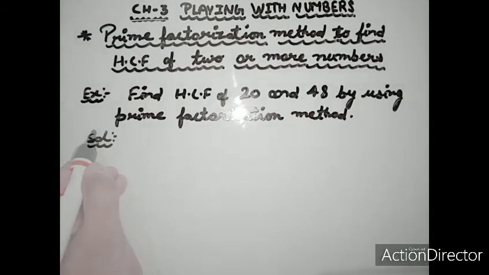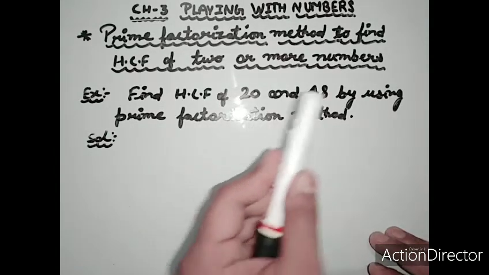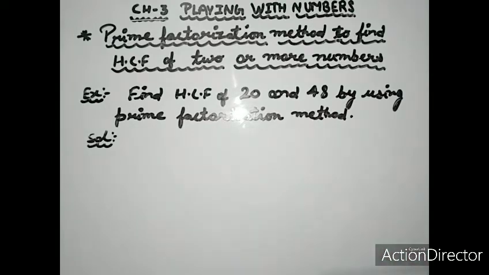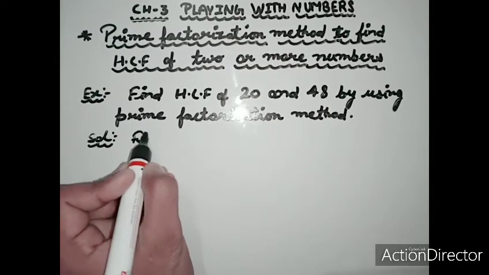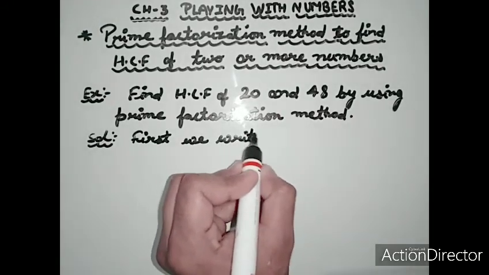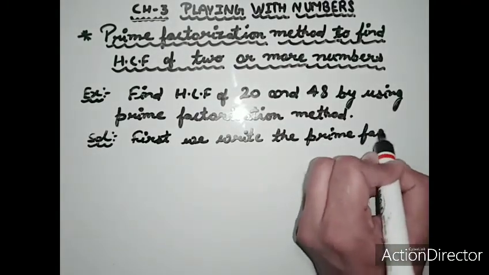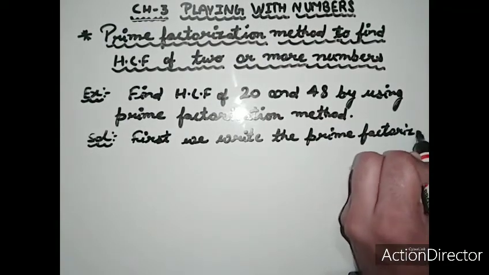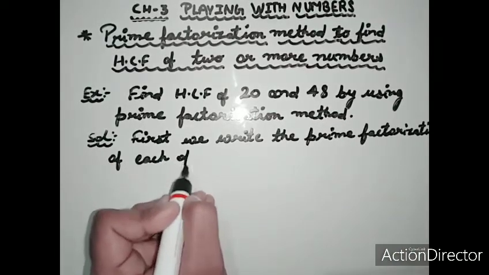Okay students, so dear student, what we do here basically, first we find the prime factors of 20 and after that we find the prime factors of 48, and after that we take common factors. So first we write the prime factorization of each of the given numbers.